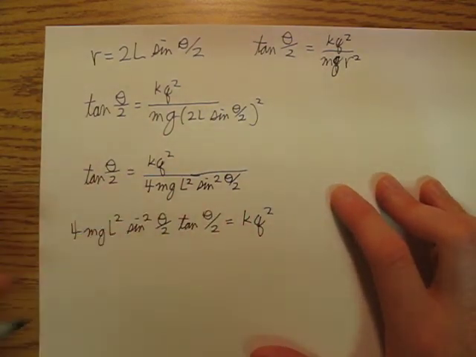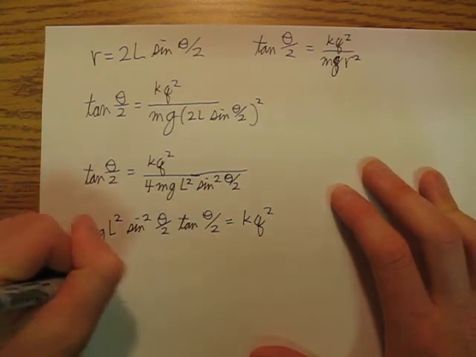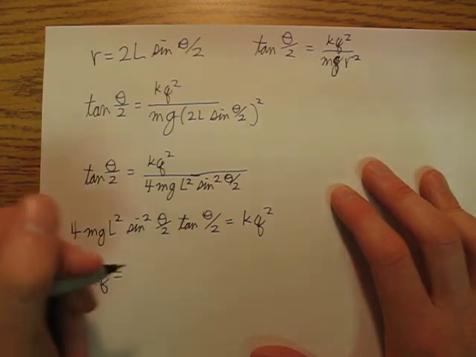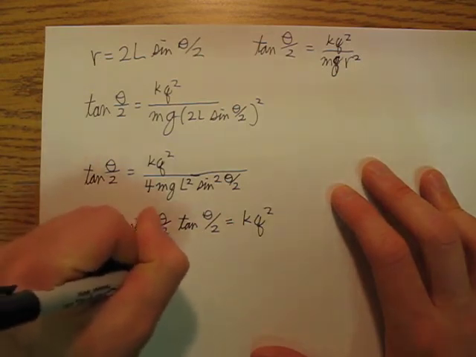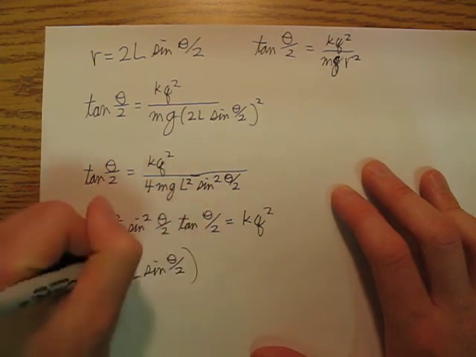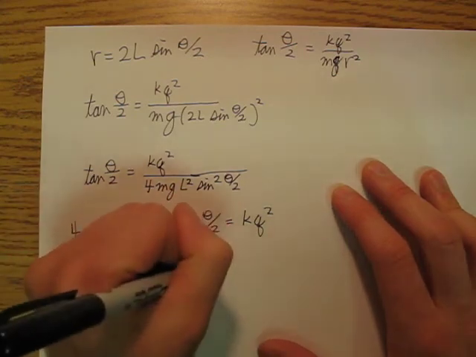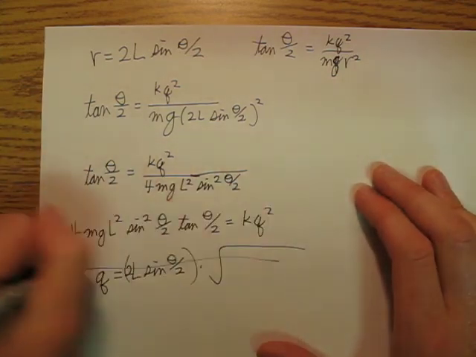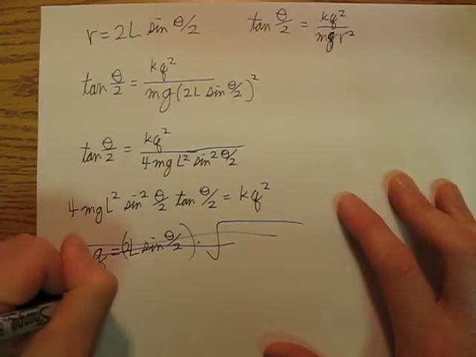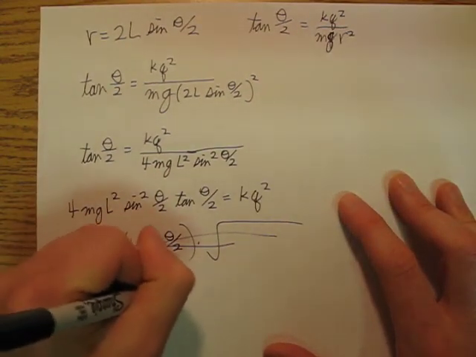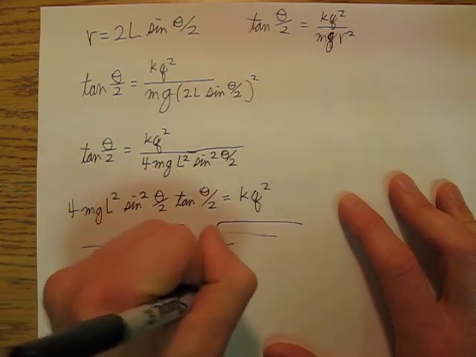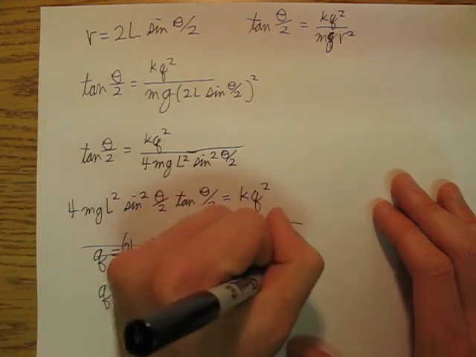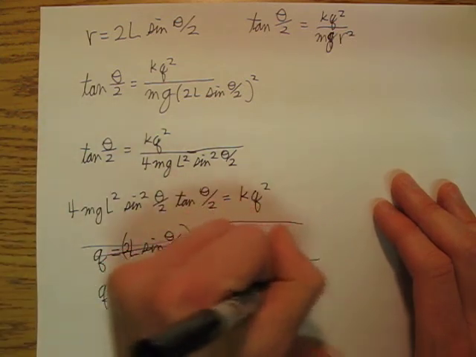And while I'm at it, why don't I just solve for q, so I can just say something equals something. And you guys, I'm going to go through this really quick. I'm going to say q is equal to 2L sine theta divided by 2 times the square root of mg tan theta divided by 2, all over k.